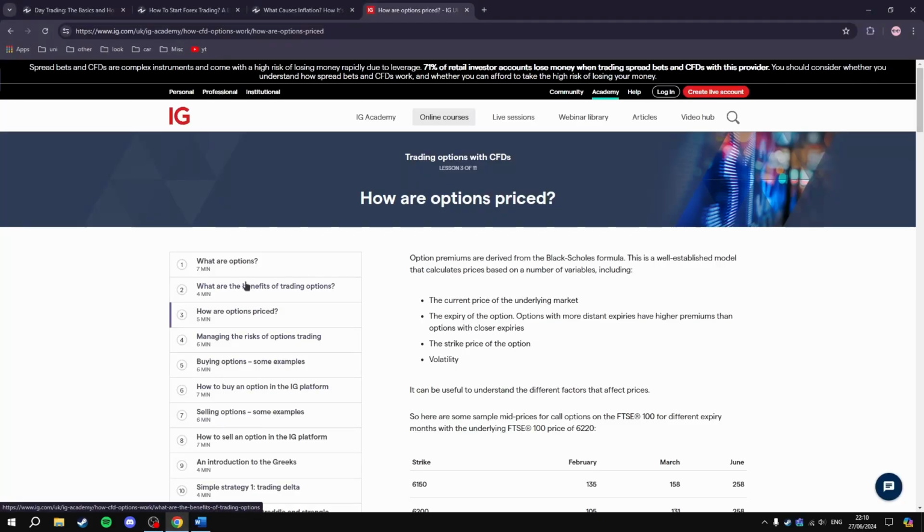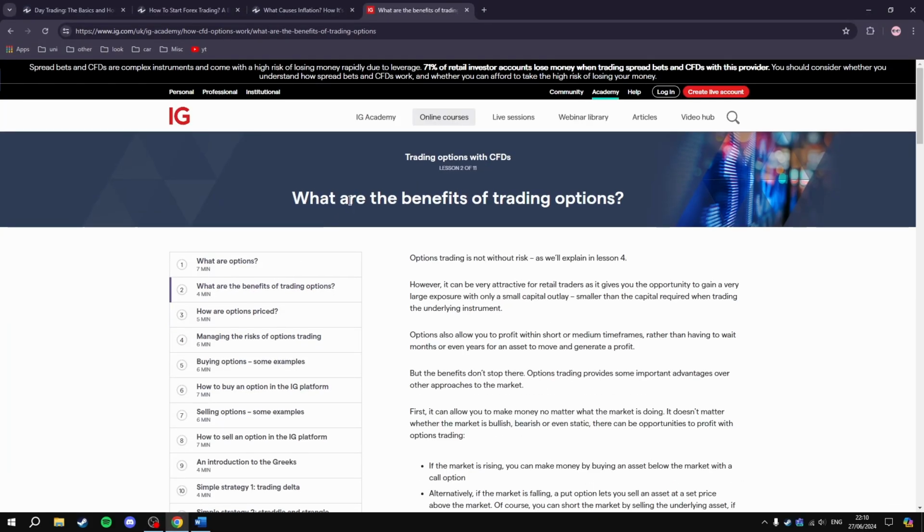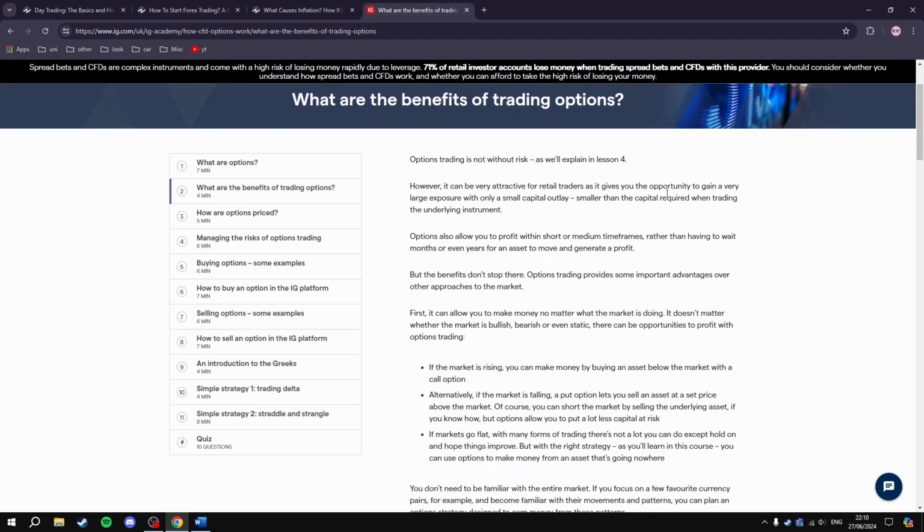So in the last episode we went through what the benefits of trading options are. Options trading is not without risk, however it can be very attractive for retail traders as it gives you the opportunity to gain a very large exposure with only a small capital outlay, aka using leverage. Options also allow you to profit within short or medium time frames rather than having to wait for months or even years for an asset to move and generate profits.